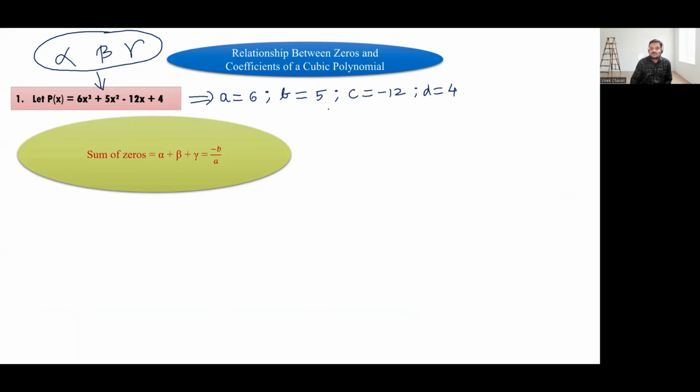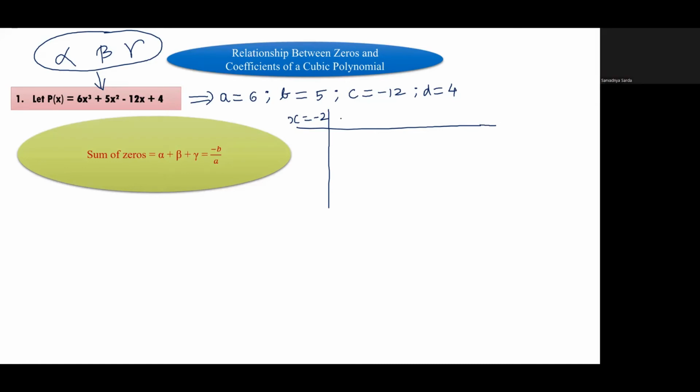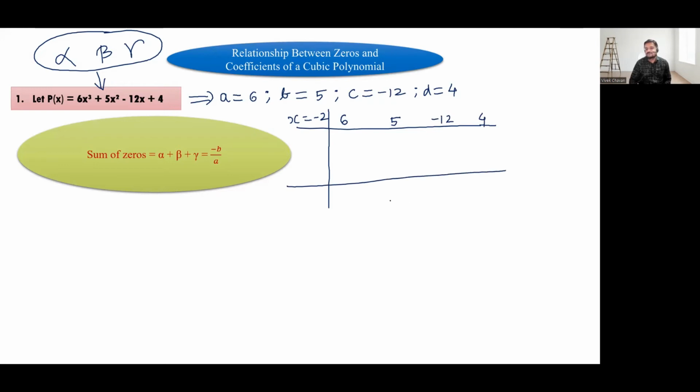Okay, so now the next step is what? We will make a table like this. So x is equal to minus 2 is one of the zeros. Now here what will I write, Sarvadnya? We will write the coefficients, or the values of a, b, c, and d: 6, 5, minus 12, and 4. Next, what will I do? We will write 6 as it is. Absolutely correct, 6 as it is.